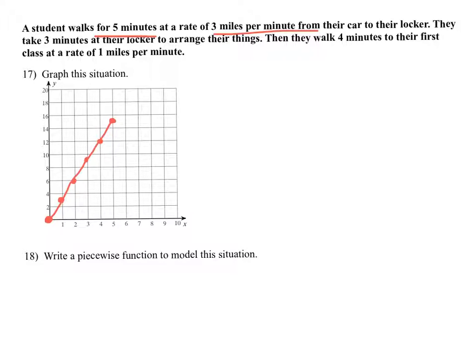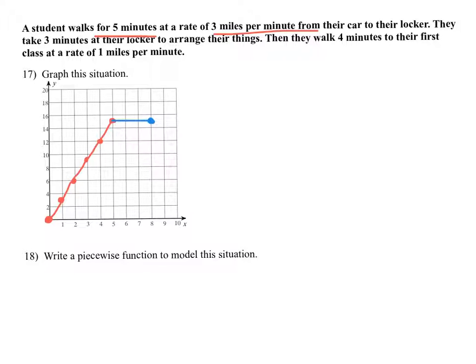And then it says they take 3 minutes at their locker to arrange their things. So this middle section, for the next 3 minutes, they're just standing at their locker, which means they're not moving anywhere. So their distance isn't going to change. So we're just going to stay here for 3 minutes. So notice that that's going from minute 5 to minute 8 because that's 3 minutes passing.